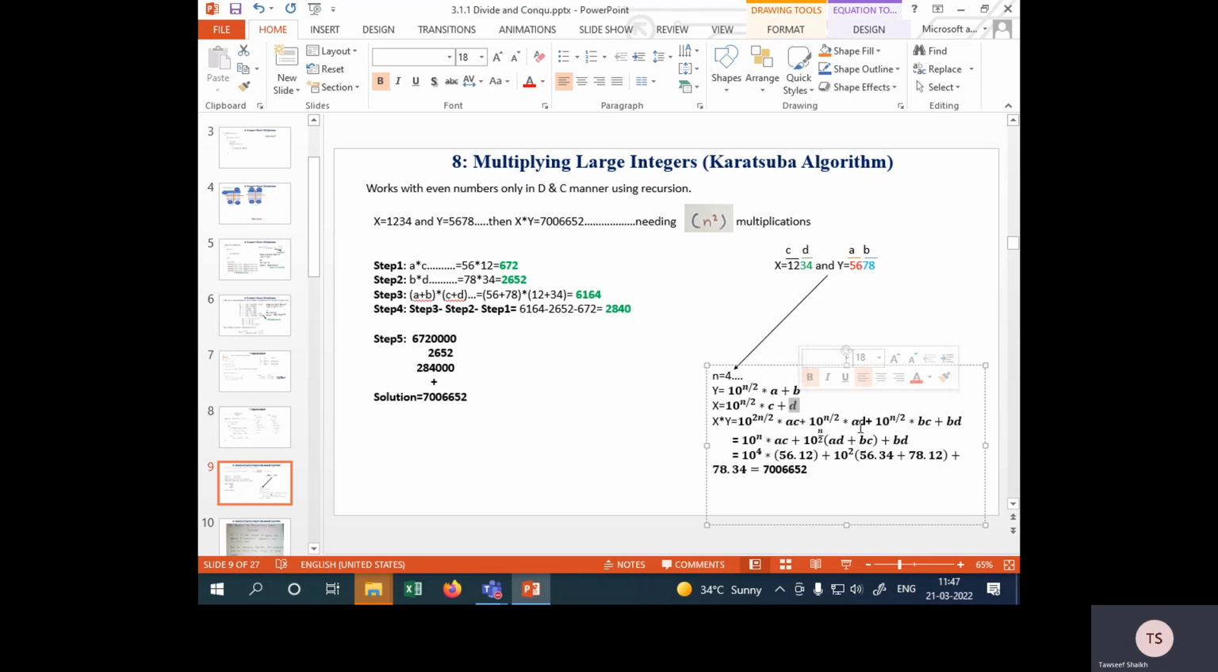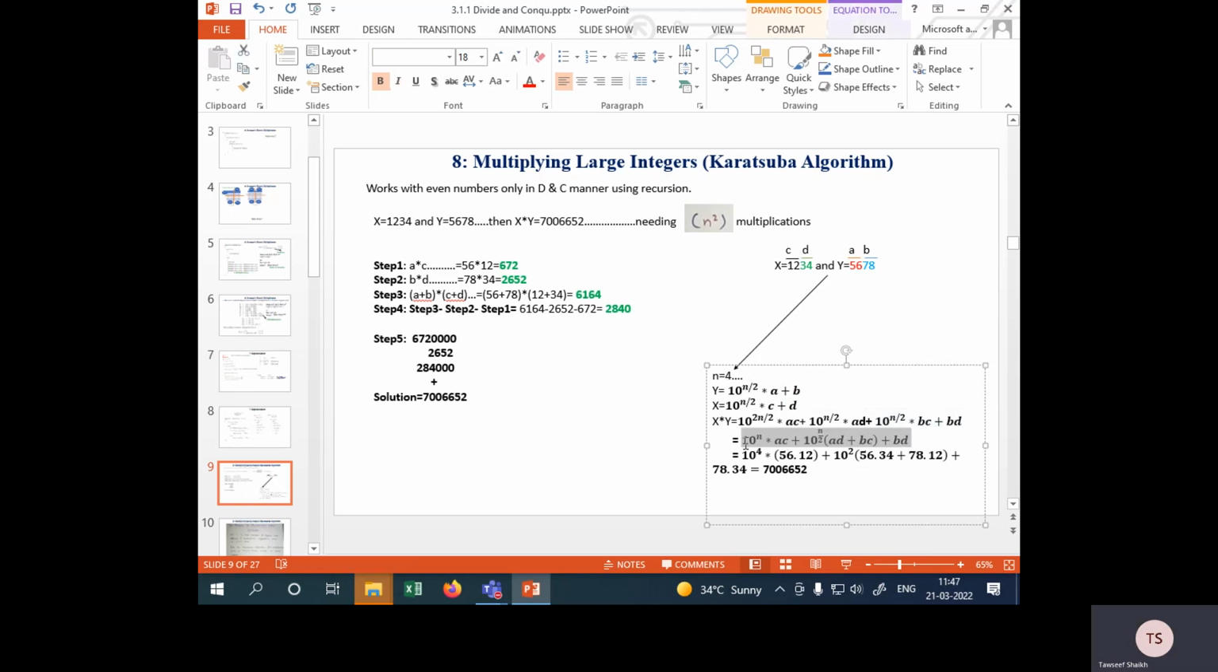10 पावर n by 2 a into d प्लस अब 10 पावर n by 2, अब b को हम लेंगे, इसको करेंगे इसके साथ, ये 10 पावर n by 2 b into c प्लस फाइनली बच गया b और d, हाँ। तो अब जब इसको मैं एक्सपेंड करूं, this will become 10 power n because 2 and 2 will get cancel, this will be ac plus 10 power n by 2, 10 power n by 2 दो बार है, I will take it common, internally I will be having AD plus BC and finally I will be left with BD.